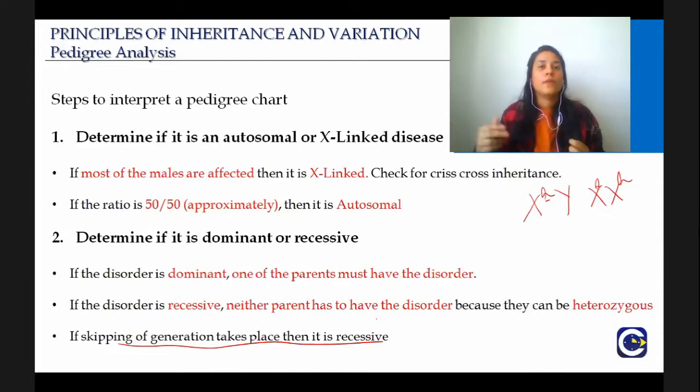So an affected child can be born to unaffected parents only if it is recessive, because the parents can be heterozygotes. Is it clear? I know it's a lot of information, but is this slide clear? Let me know if it is clear and then we'll directly go to the questions.